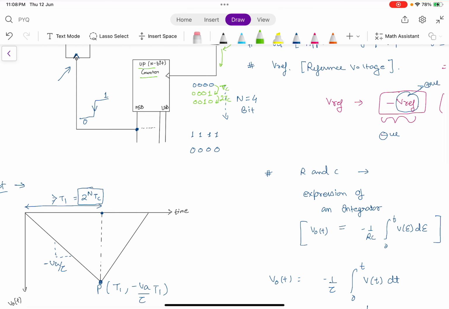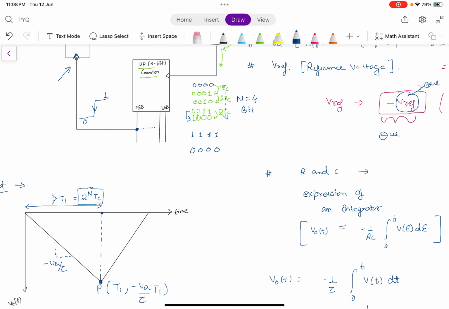Once the counter starts, it goes from 0000 to 0001, 0001 to 0010, and so on up to 1000. It takes a Tc. Now again, if you see, it goes from 0001 to 0111 to 1000. At the 8th clock pulse, your MSB bit changes from 0 to 1.